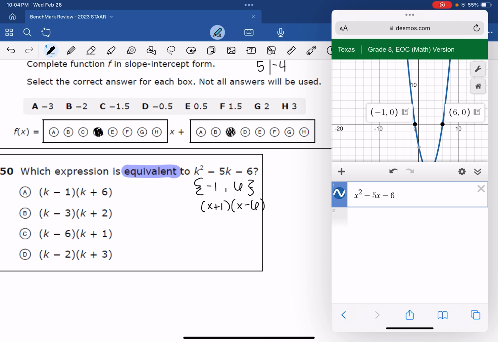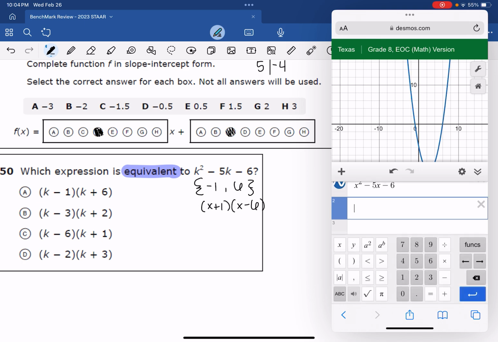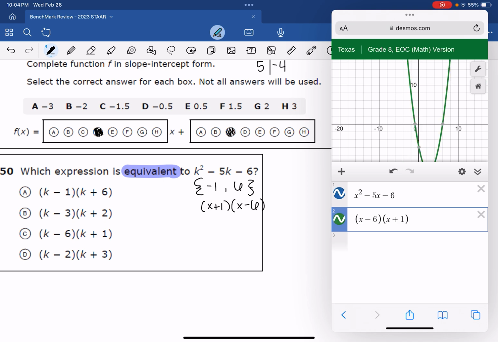But if you do this, so instead of x or k, I'm going to put x. So x minus 6 and x plus 1. It is the same graph. So this is why using the equivalent method also works other than your menu 331 trick. So you can use Desmos or menu 331. So notice how there is a way they use Desmos on almost all of these questions, guys.